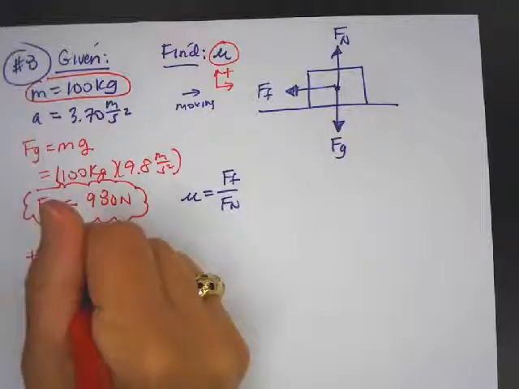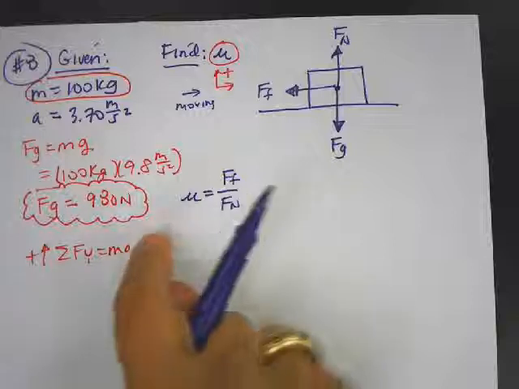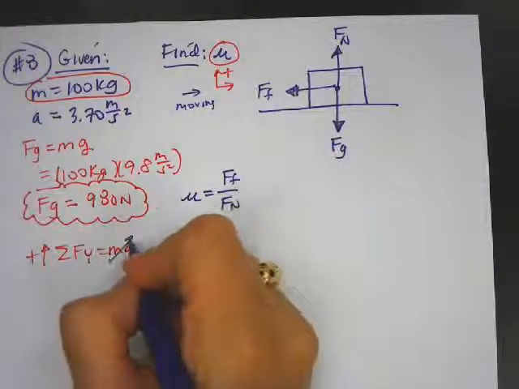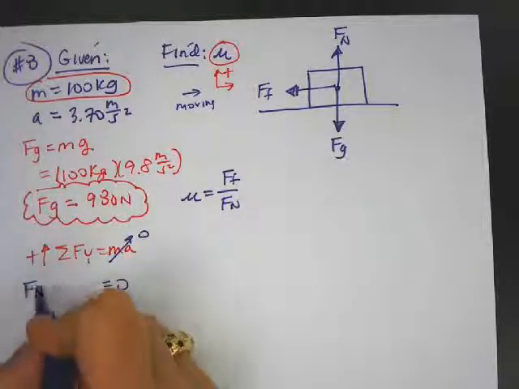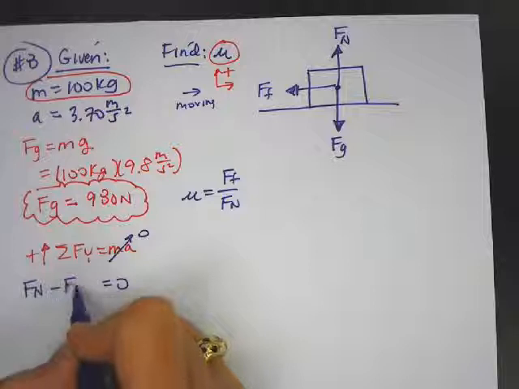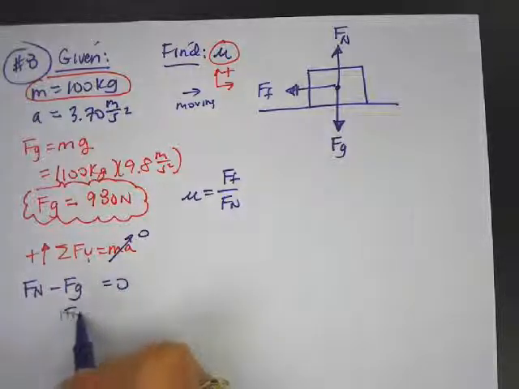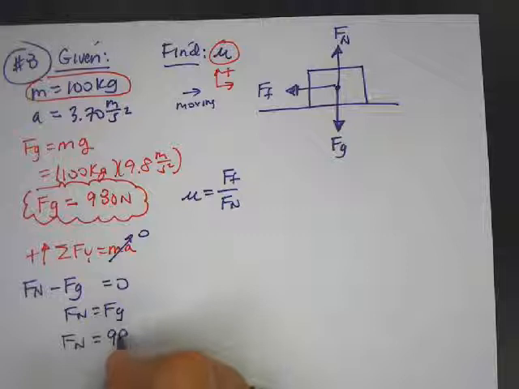So summation of F of Y is equal to MA. Is this block accelerating in the Y direction? No, it's not even moving. So this is 0. And then in my Y direction, I have Fn, which is positive, minus F of G. So Fn minus Fg is 0. So Fn is equal to Fg. So Fn is equal to 980 newtons.